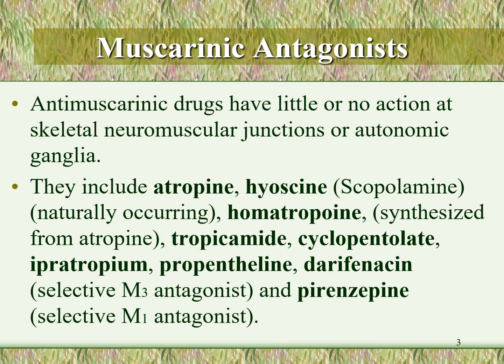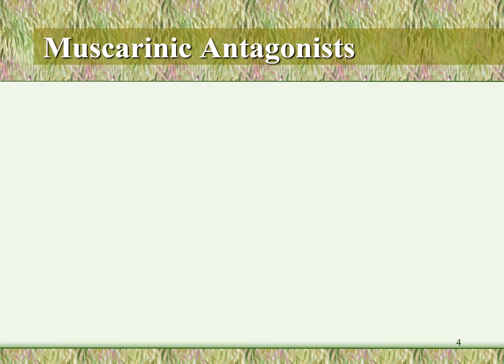We also have homatropine, synthesized or semi-synthesized from atropine, tropicamide, cyclopentolate, ipratropium, a famous drug used in the treatment of asthma, propantheline, darifenacin, which is a selective M3 antagonist, as we see when we talk about the muscarinic receptors, and pirenzepine, which is a selective M1 antagonist. The first drugs, atropine, hyoscine, homatropine, tropicamide, cyclopentolate, ipratropium, and propantheline, are non-selective muscarinic antagonists. That means these drugs can block all of the muscarinic receptors, M1, M2, M3, M4, and M5.